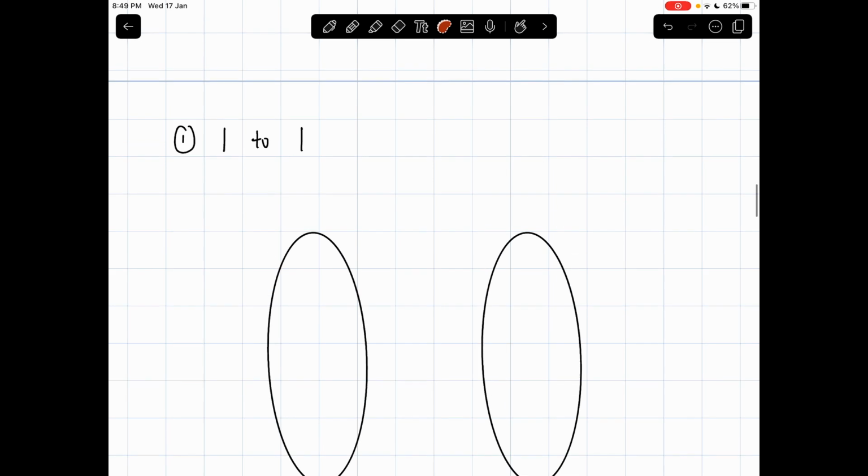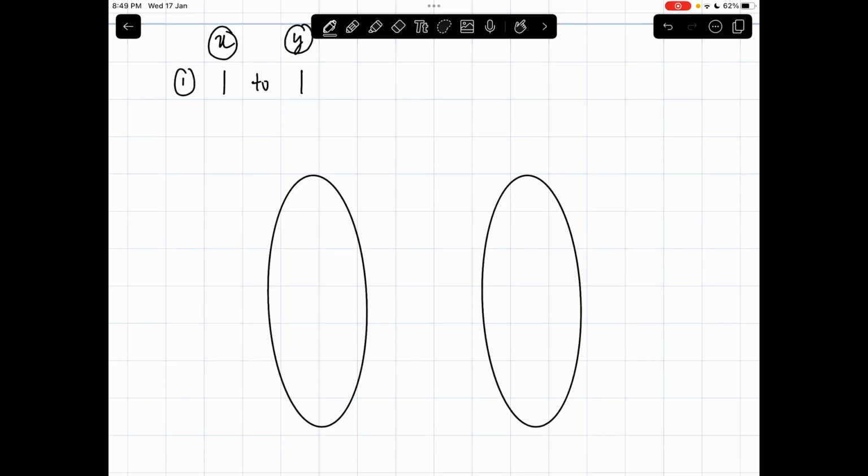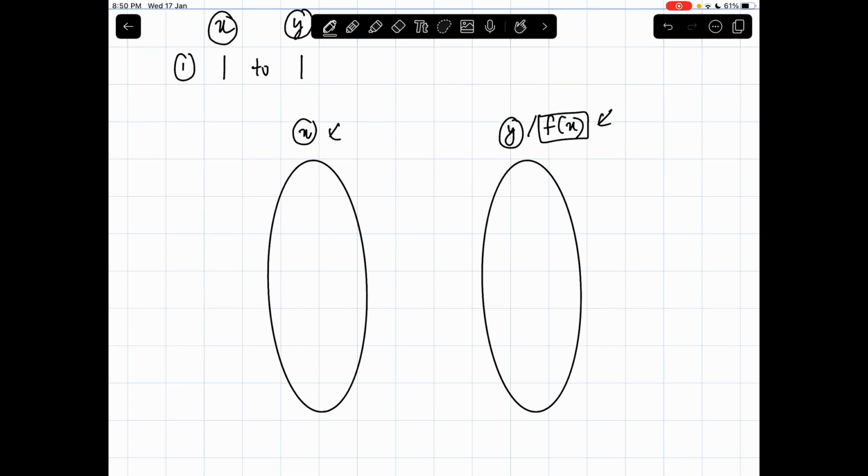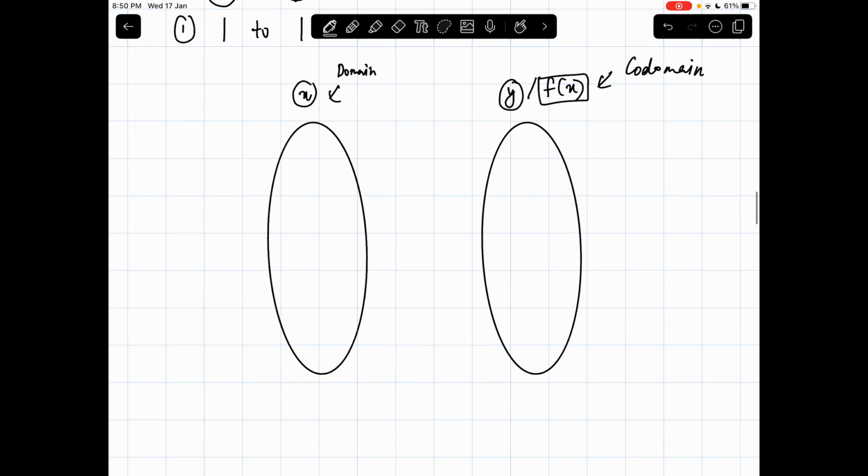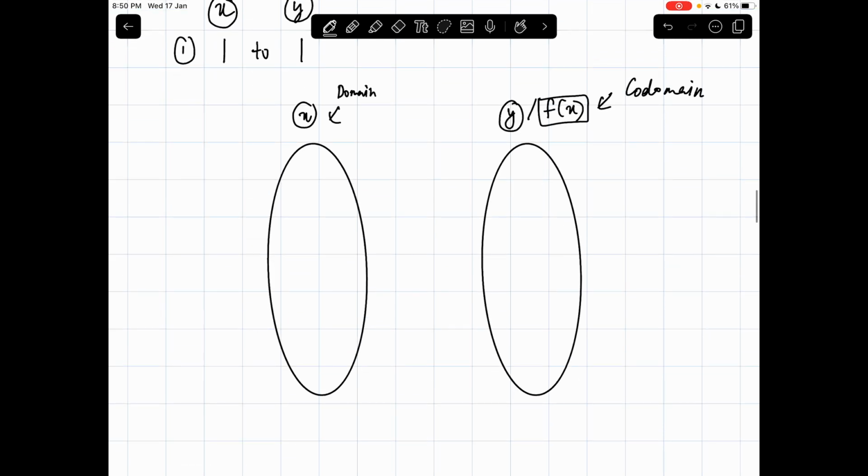The same concept, the left hand side is x and the right hand side is y. This trend actually follows for most of the function related diagrams. This is x and this is y, and sometimes this is also known as f of x. We can also call this the domain, and we can also call this the codomain. These are just extra bits of information. If you do not know it, it's completely fine. For Form 4, it's not very much looked upon.